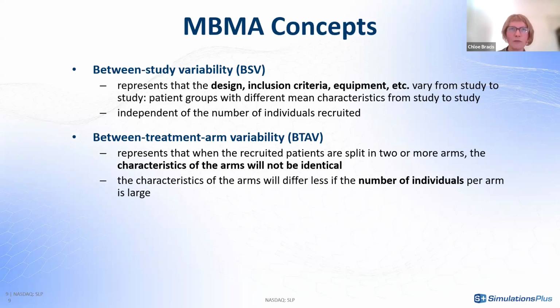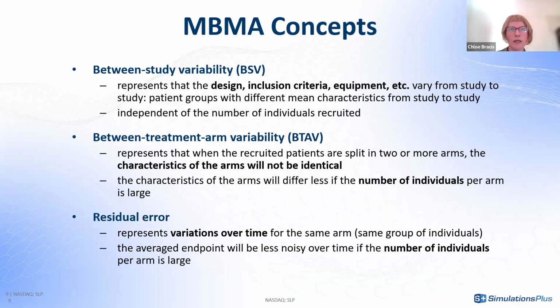The between treatment arm variability, on the other hand, is based on the fact that when we recruit patients, we are randomly splitting them into 2 or more arms. And so the characteristics of these arms are not identical, but in this case, we do expect those characteristics to be more similar the more individuals that we have per arm. So we would be expecting recruiting more individuals to reduce our between treatment arm variability.